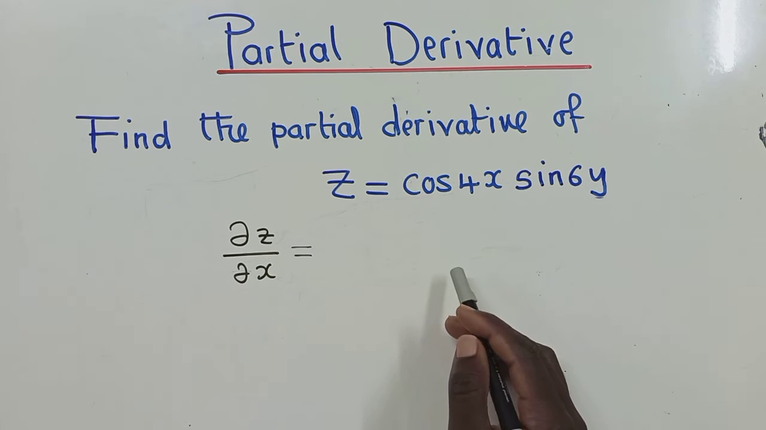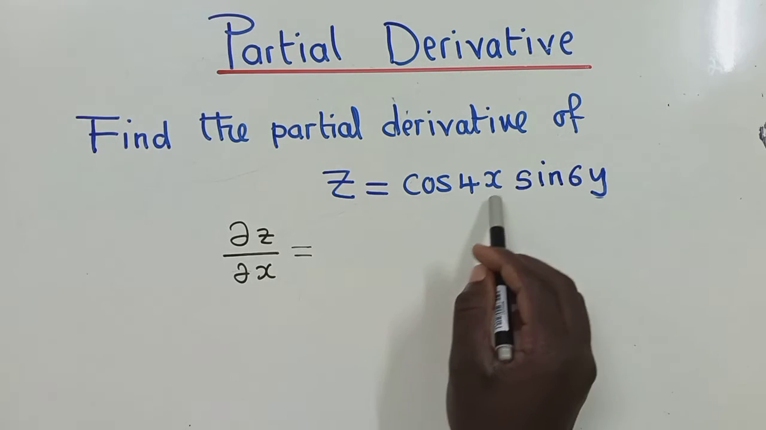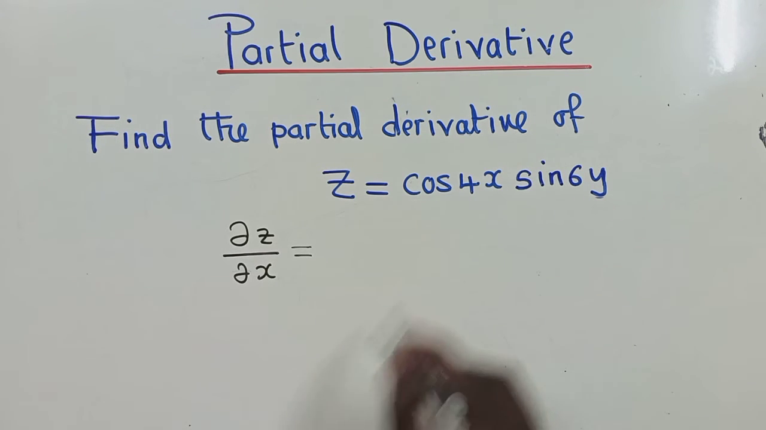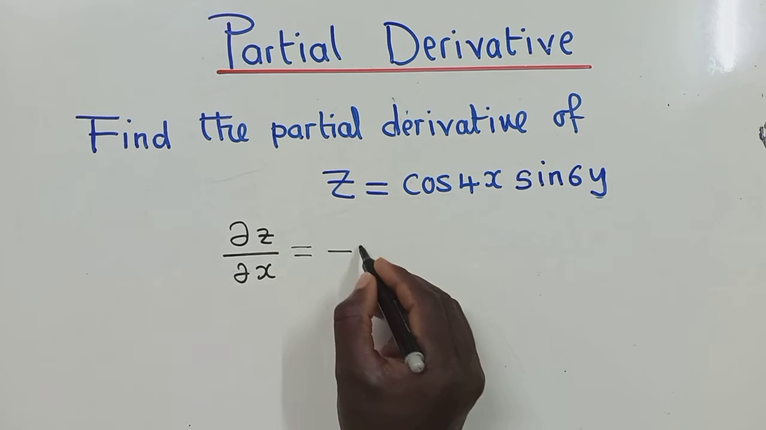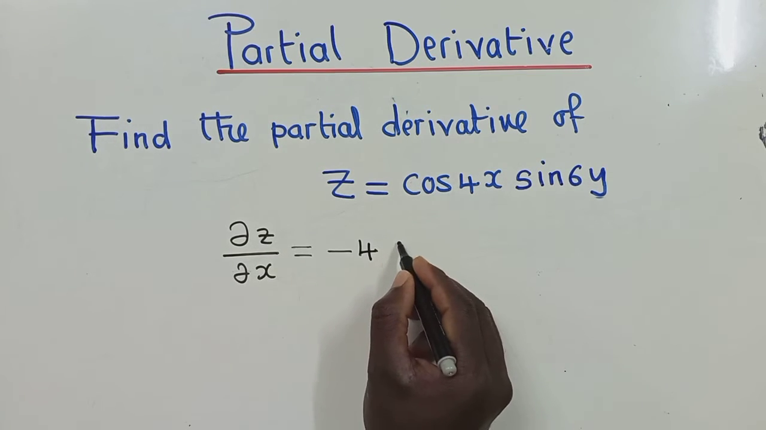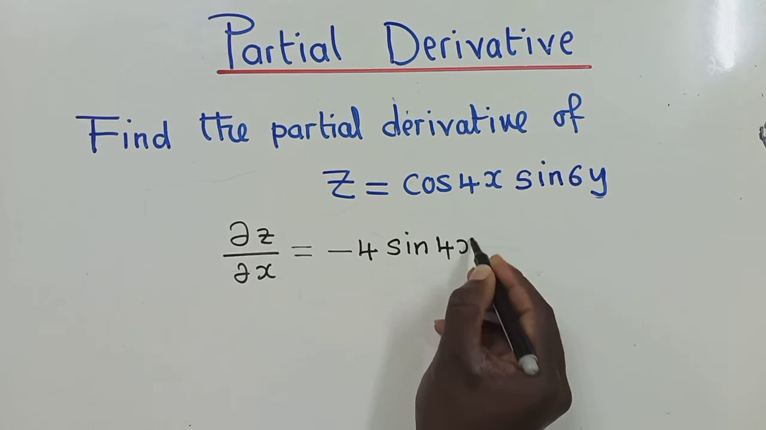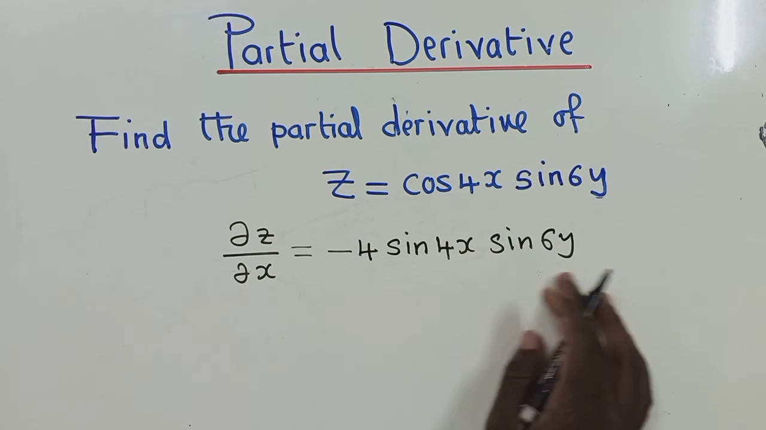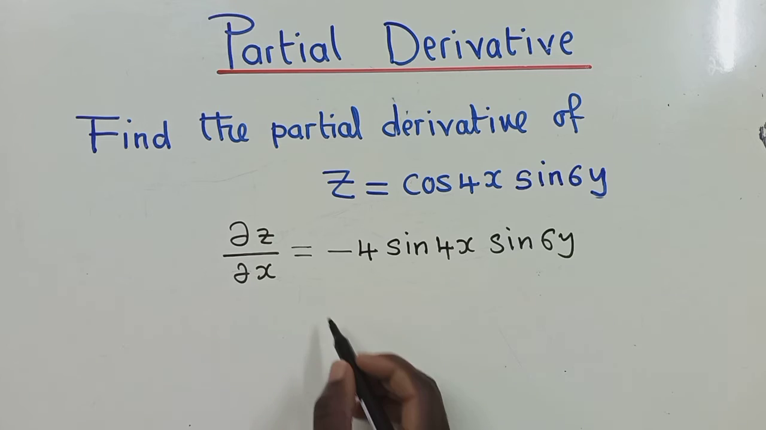Your only duty is to differentiate where x is. So x is in cos 4x. When you differentiate this one, you get something like this: negative 4 sine 4x sine 6y. This is the derivative, or the partial derivative, with respect to x.